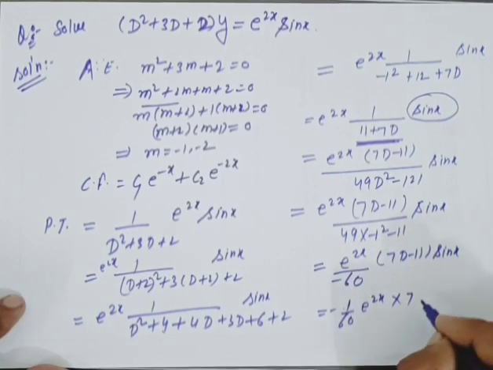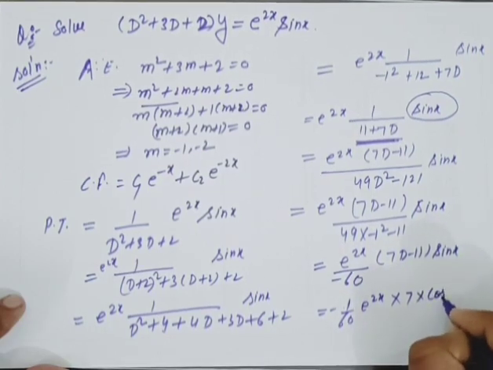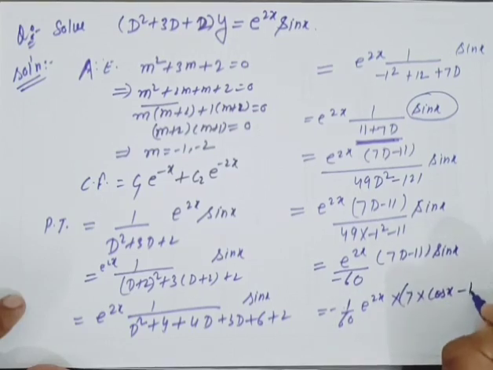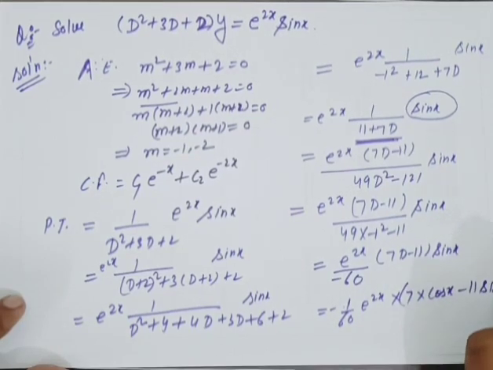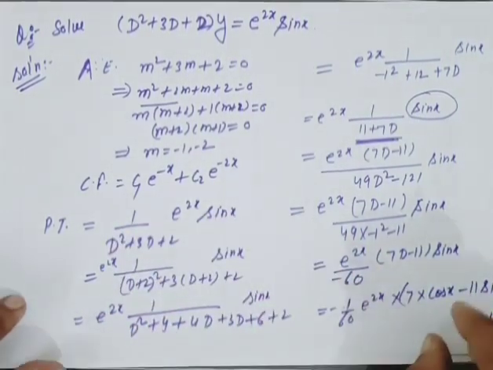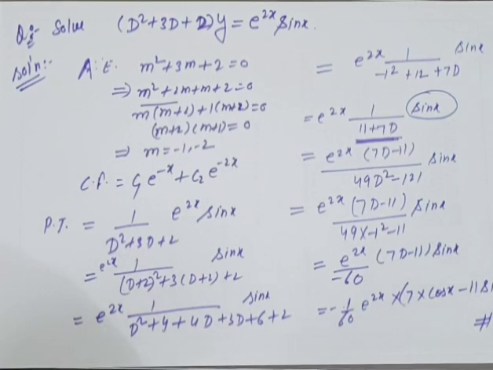Now we have minus 1 upon 60 e to the power 2x times 7 times the derivative of sin x, which is cos x, and then minus 11 sin x. This is your particular integral. Just combine your complementary function and the particular integral, and you will find the general solution.